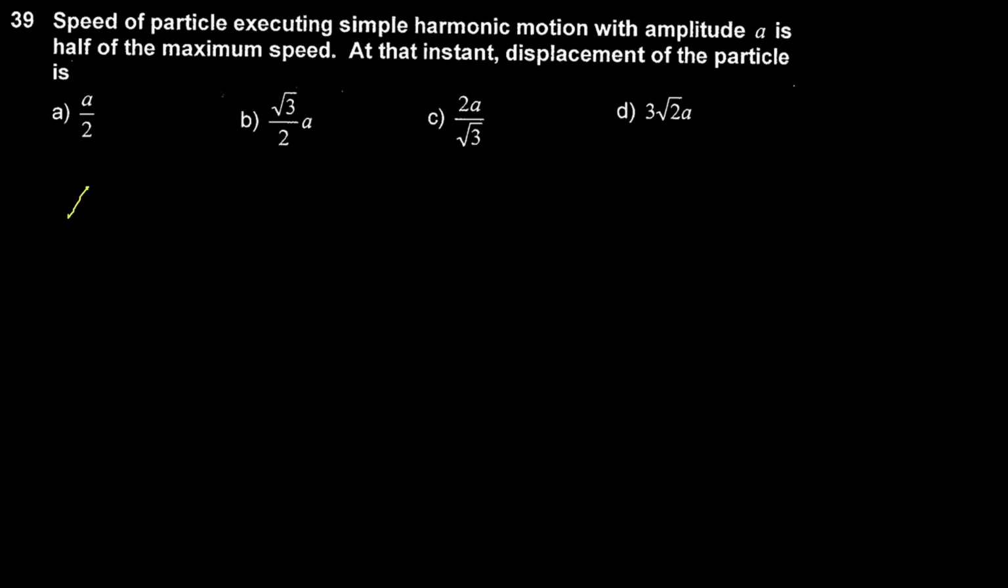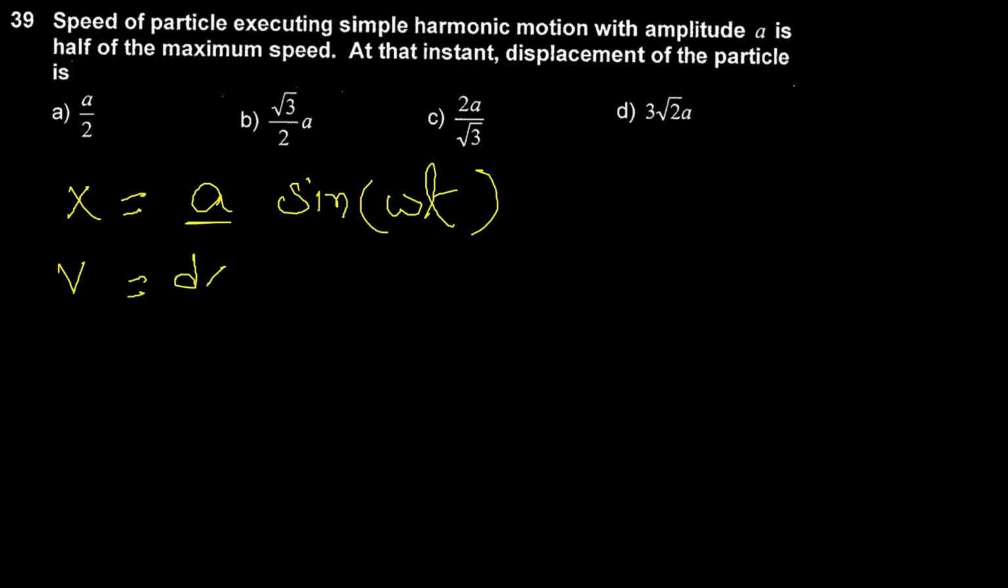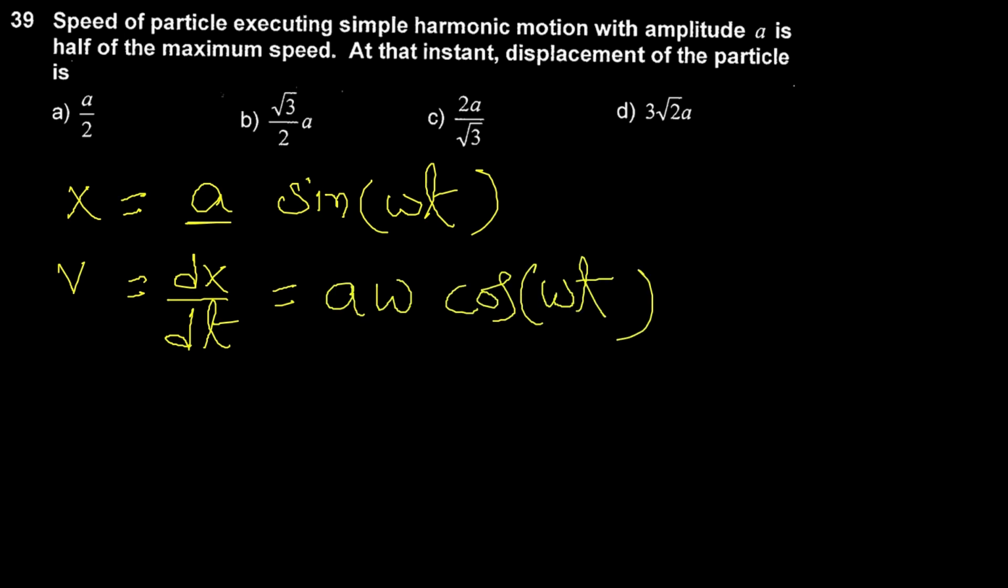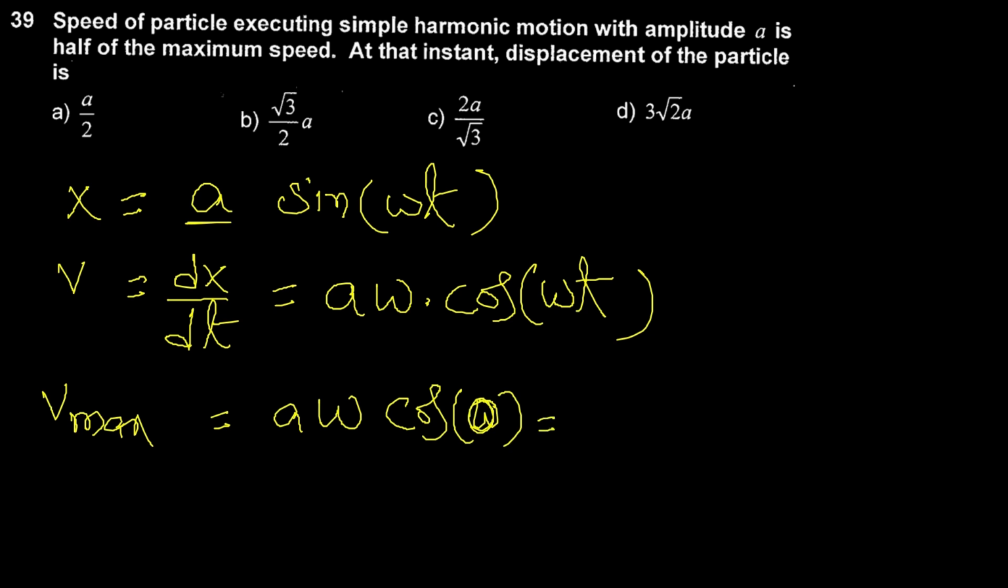Displacement of the particle is given as x equals a sin omega t, where a is the amplitude of the motion. Now velocity v is equal to the derivative of displacement with respect to time, that is a omega cos omega t, because the derivative of sin omega t is omega times cos omega t. Now the velocity is maximum when omega t is equal to 0. So a omega cos 0 is equal to a omega.